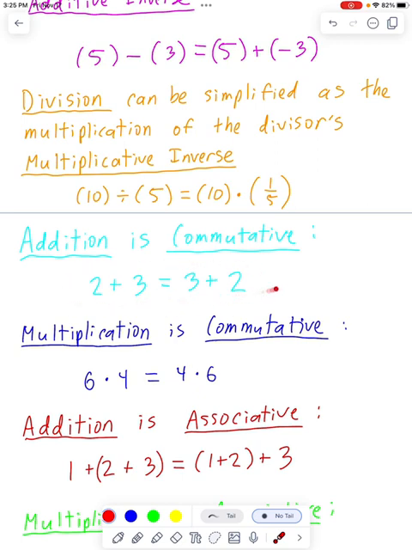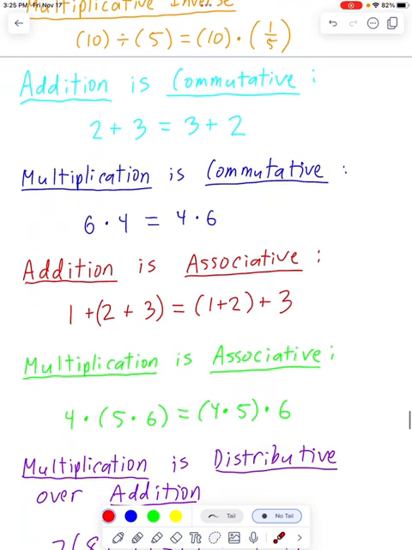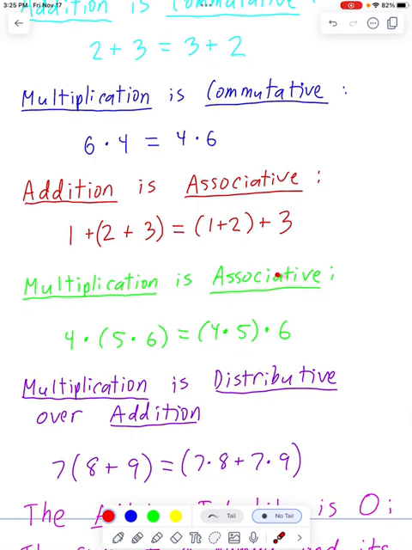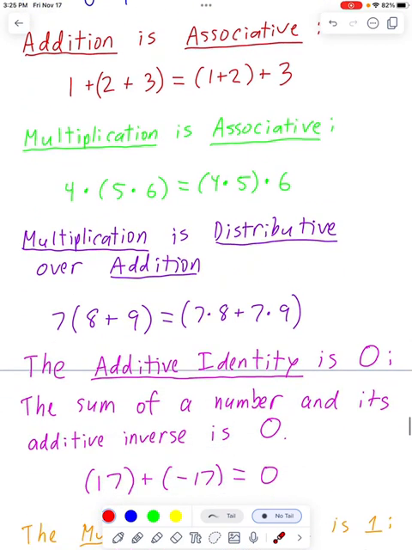Addition is commutative, which means this is true. It doesn't matter the order of the addends. Multiplication is also commutative, which means the order of the factors does not matter. Addition is associative, in which case we can add partial sums, whichever partial sum we want. Similarly, multiplication is also associative, so we can group these together differently and the results are still the same. And multiplication is distributive over addition, which means that an expression like this is equal to this.